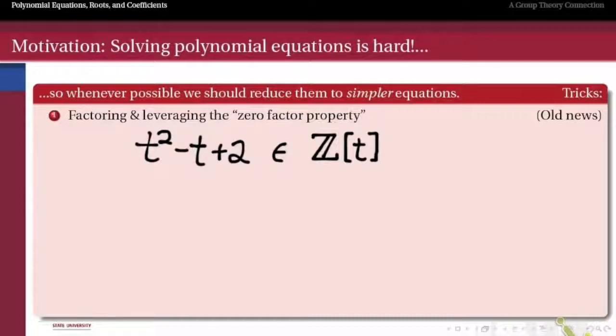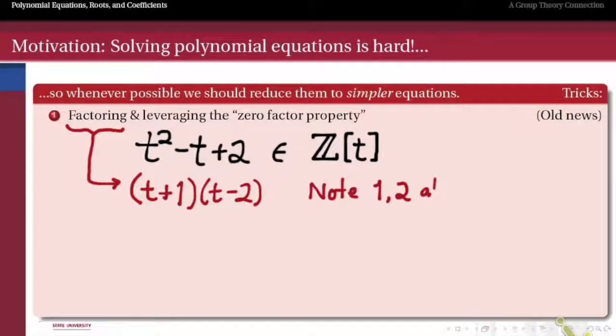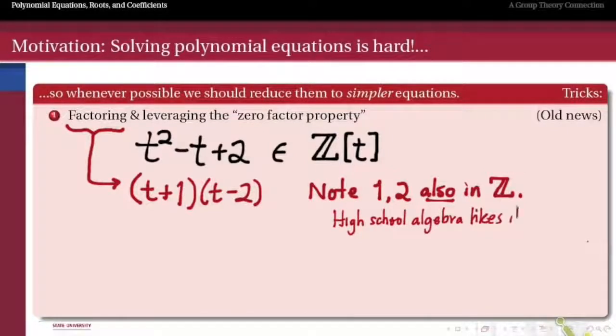So here's a polynomial over the integers. I can factor this polynomial, t plus 1, t minus 2, and note that when I factored this, my 1 and my negative 2 that I built these factors out of are also integers, which is great. Then the zero factor property is going to let me split them apart. Again, this is the high school algebra dream.